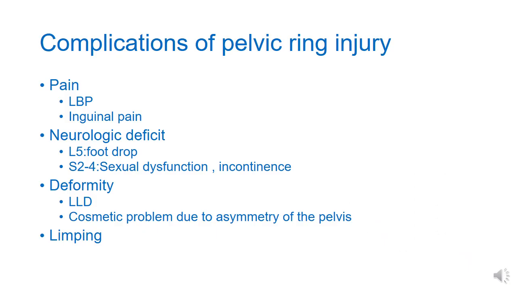Complications of pelvic ring injuries include pain, which is the most common complication, either in the low back or inguinal pain; neurological deficit, either motor deficit like L5 root injury causing foot drop, or sacral root injuries causing sexual dysfunction and urine or stool incontinence; deformity in the form of leg length discrepancy and cosmetic disfigurement due to asymmetry of the pelvis; and lastly is the limp.